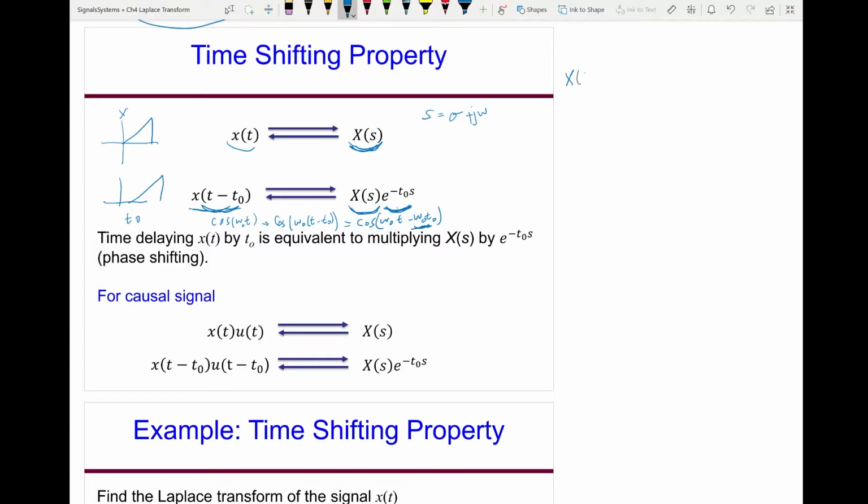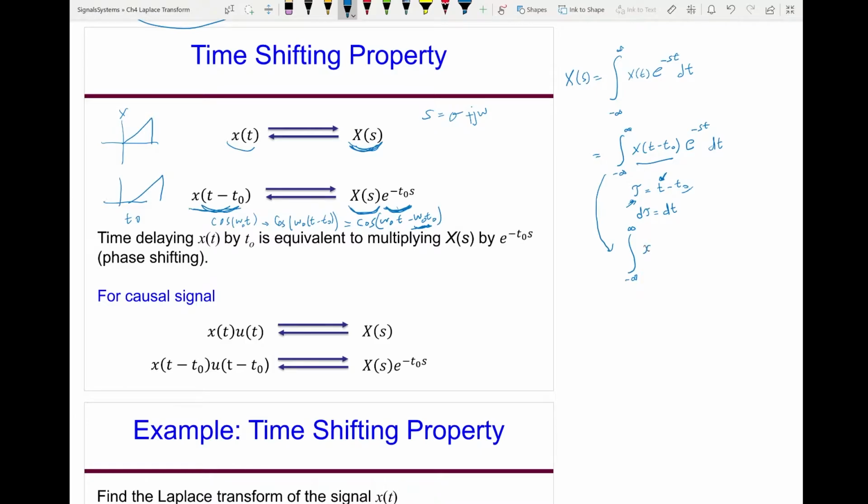So x of s equals the integral from minus infinity to infinity of x of t e to the minus s t. Now if I want to find the Laplace transform of a shifted version, then I just replace t with t minus t0 in x, multiplied by e to the minus s t dt. Now let's define tau to be t minus t0. So d tau will be dt. So now this integral will become, when t goes to infinity, tau will go to infinity. When t goes to minus infinity, tau will also go to minus infinity. t0 will have no impact.